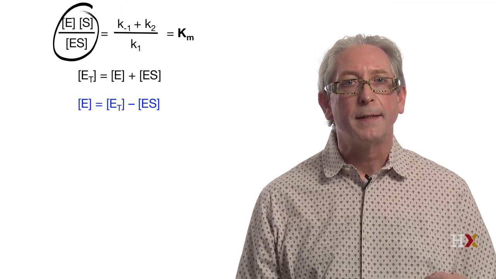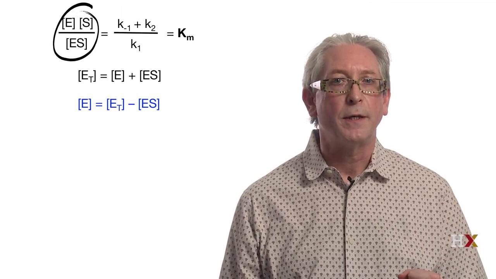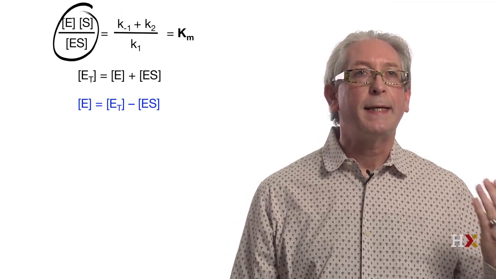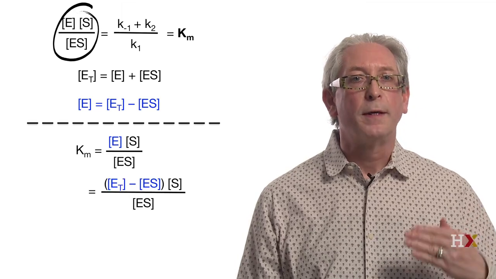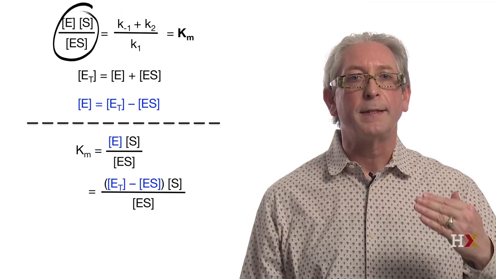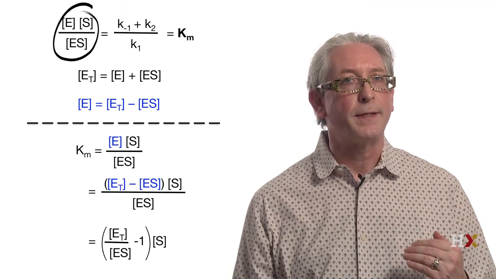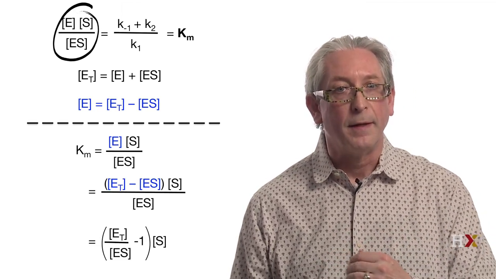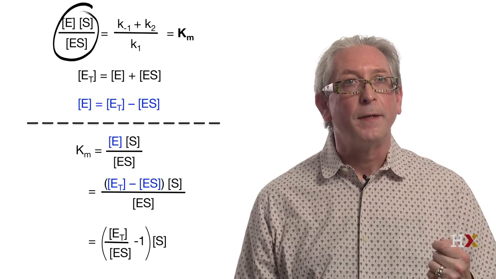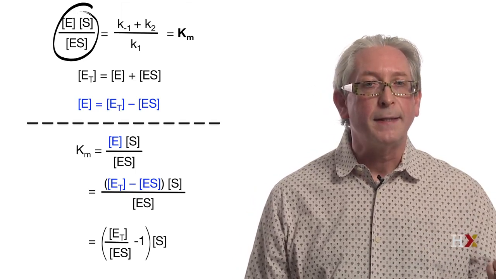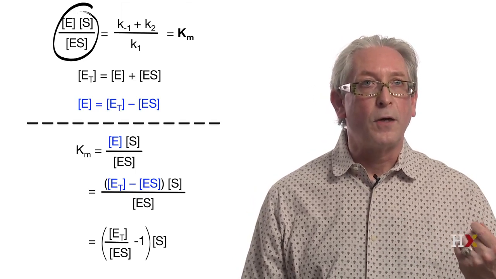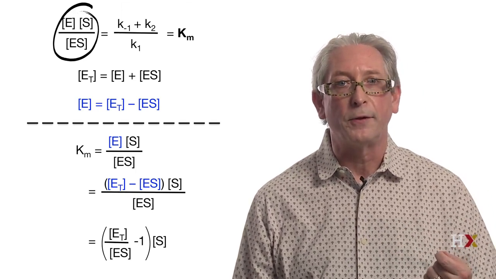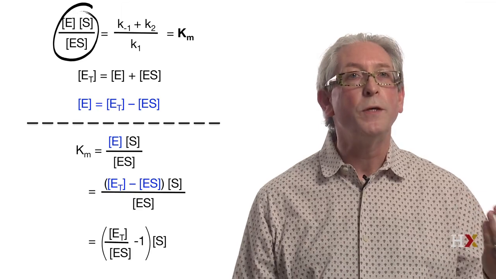If we do that and rearrange the equation, what we will get is Km equals the concentration of total enzyme divided by the concentration of enzyme substrate minus 1 times S. Now our next task is to eliminate the concentration of enzyme substrate complex, the other term that is very hard to determine. How can we do that?